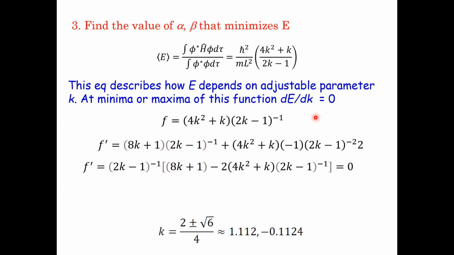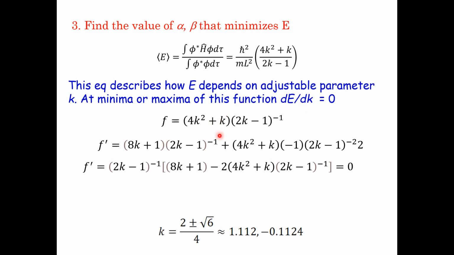Step 3, find the value of alpha and beta that minimizes the energy. Here we go. This was my energy equation. This equation describes how the energy depends on the adjustable parameter k. At the minimum or maximum of the function, the derivative with respect to k is equal to 0. So I have to take the derivative of this with respect to k. Again, this is a quotient rule, and I never remember the quotient rule.